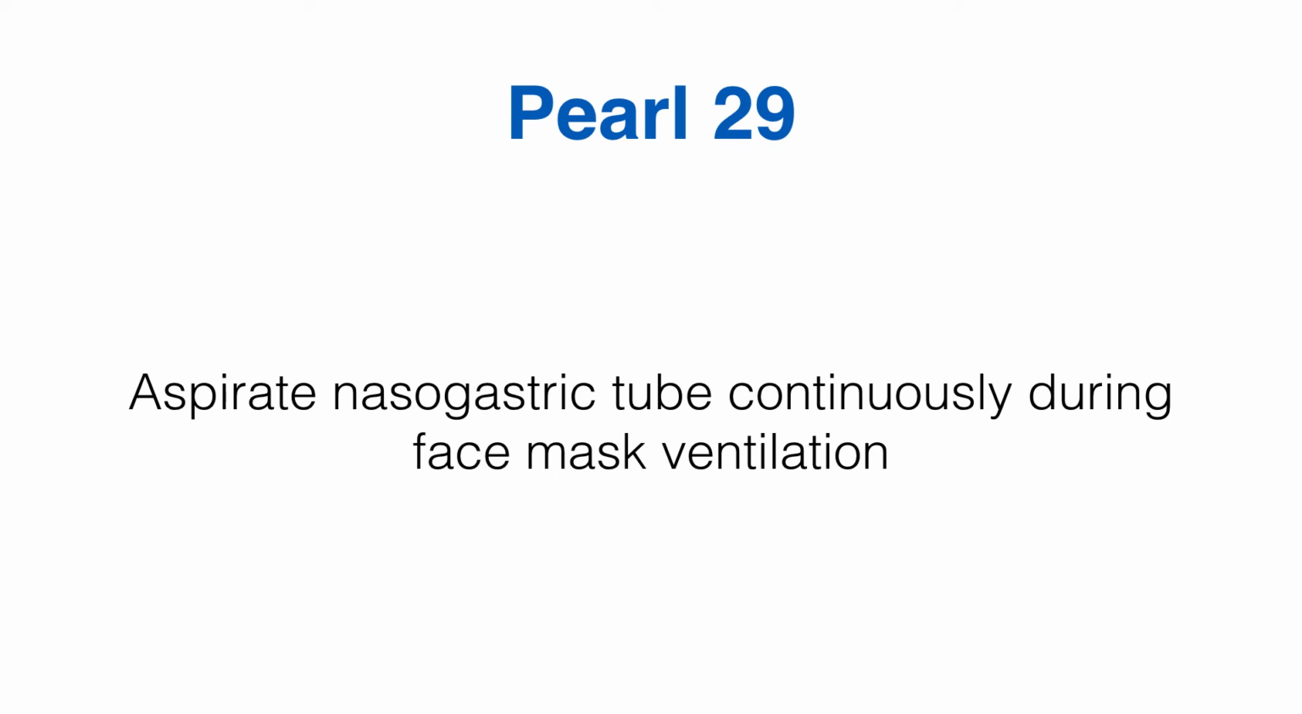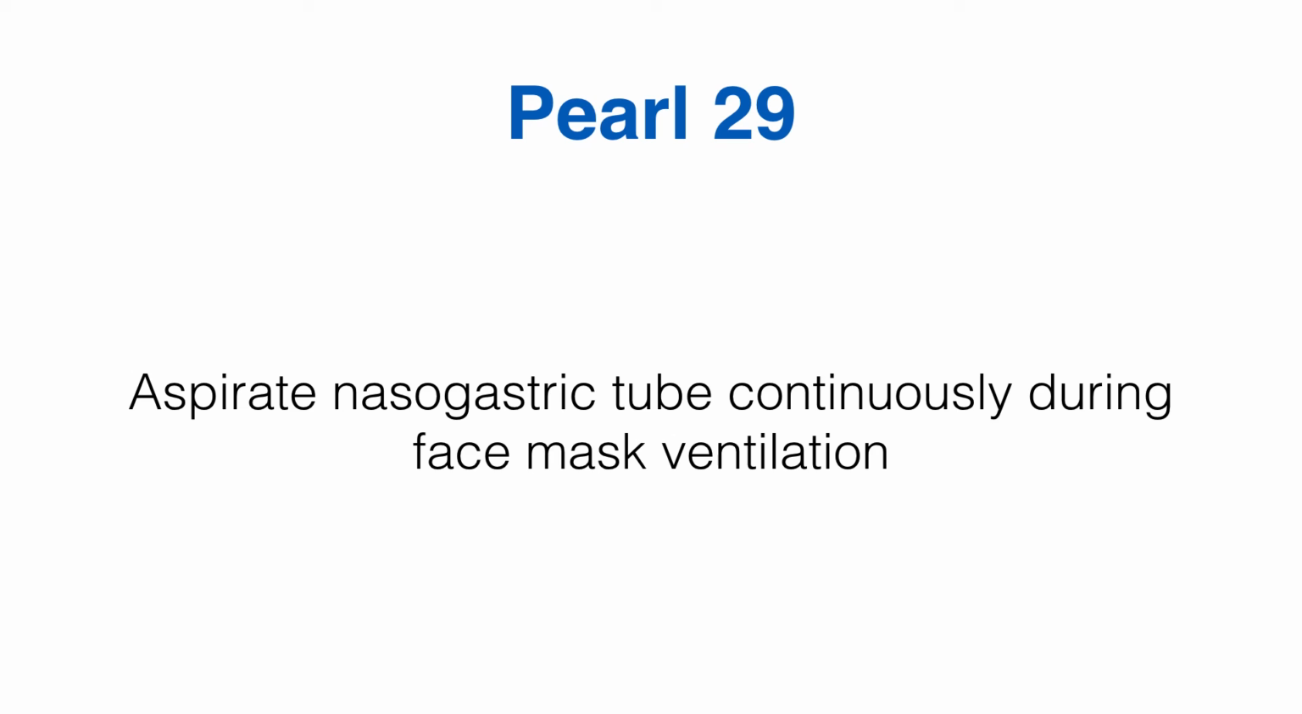Pearl number 29 is a simple one, but has very significant effects if you get it wrong. So it's aspirate the nasogastric tube continuously during face mask ventilation. As we've mentioned previously on podcasts, it's rare you do a classical RSI in children, and you will bag the child gently during the apnea period while you're waiting for the muscle relaxant to work before you can intubate the child. Your best intentions are that all the air that you bag in will go into the lungs, but a significant amount of it does go into the stomach.